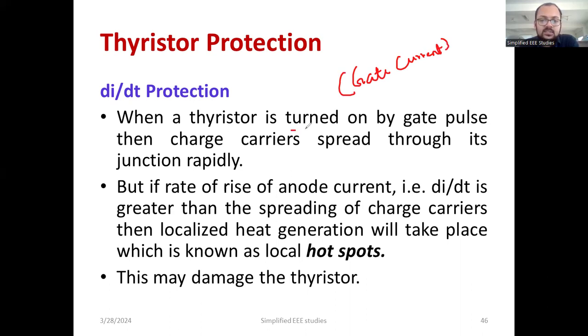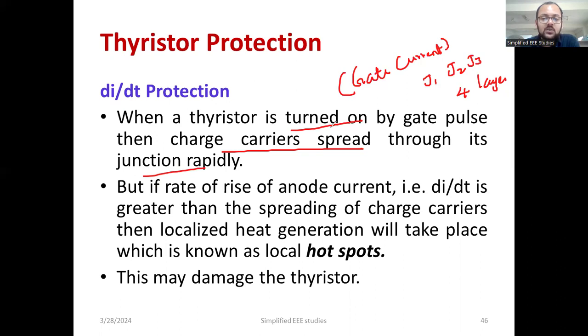When a thyristor is turned on by a gate pulse, the charge carriers spread through its junction rapidly. There are different junctions. For a three-junction, four-layer device, we have junctions like J1, J2, J3, and there are four layers. These are the basics of SCR. Let's talk about SCR because SCR is one of the family members of thyristor.